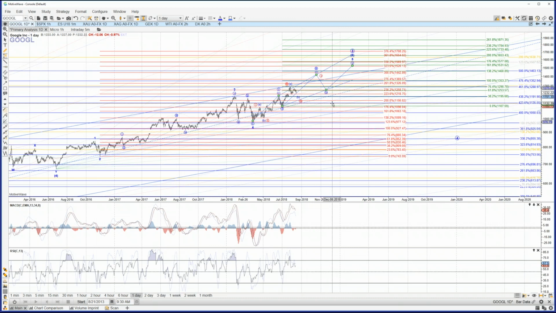So again, you can kind of use at these various different degrees where those fibs are lining up based on Fibonacci pinball to kind of come up with a high probability target to look for.